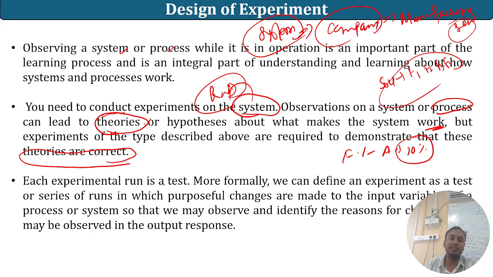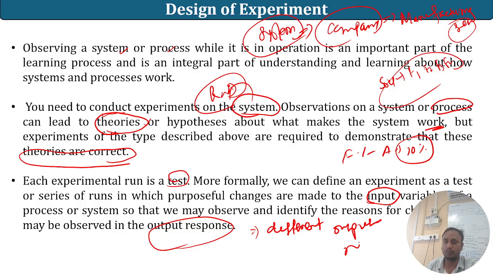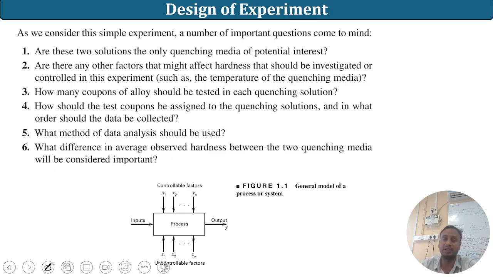So each experiment run is a test. More formally, we can define an experiment as a series of tests in which purposeful changes are made to the input variables so that we get some different output response. In the case of a drug, the efficiency or effectiveness should be more. If a spray is for viral fever, it should reduce the fever. So that is how we have to run it continuously.